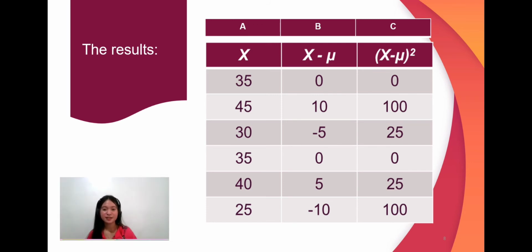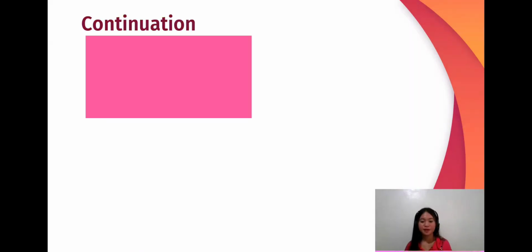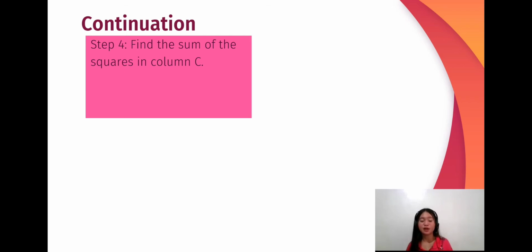So, next. So, the next step is to find the sum of the squares in column C. Katong resulta sa table nga gipakita na ko ninyo sa column C, atong i-add. So, ingon ni siya 0 plus 100 plus 25 plus 0 plus 25 plus 100 equals to 250.